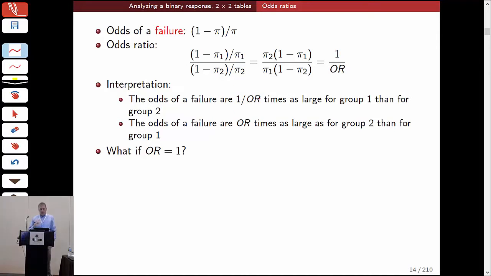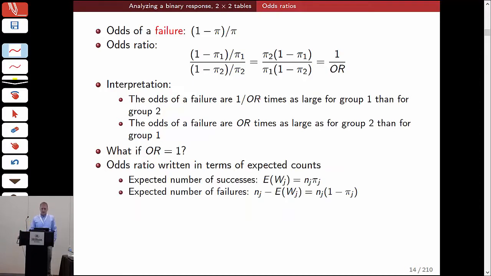And we've already mentioned this. Well, what happens if the odds ratio is equal to 1? All that means is that the two odds of success are exactly the same. And so what that means then also in terms of the probabilities, pi 1 is equal to pi 2. And that's going to be important to find out shortly.